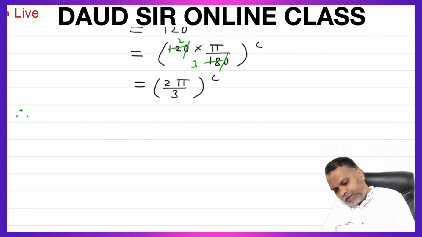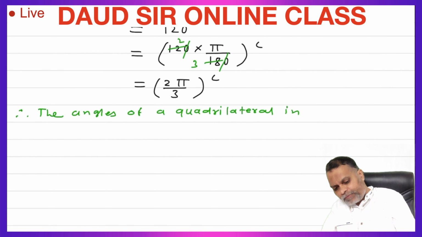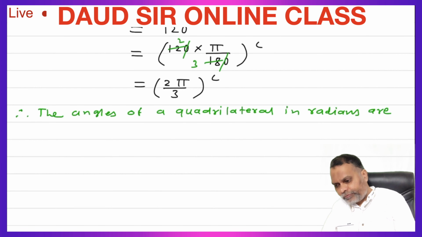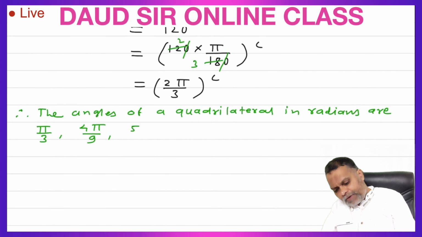Therefore, the angles of a quadrilateral in radians are pi by 3, 4 pi by 9, 5 pi by 9 and 2 pi by 3.